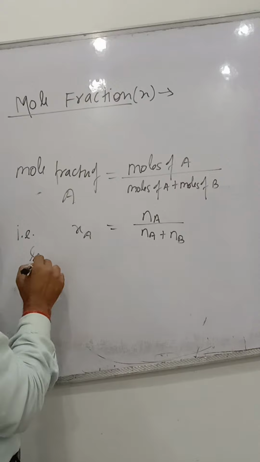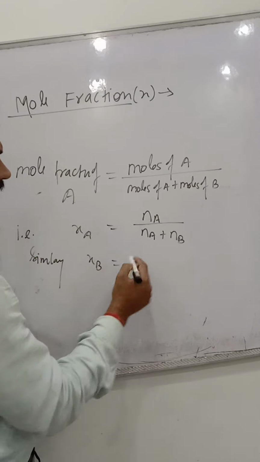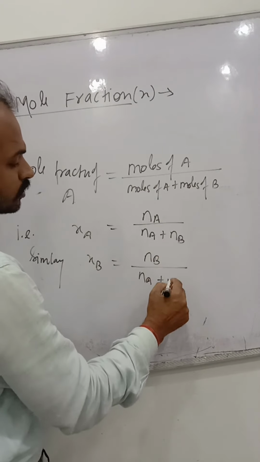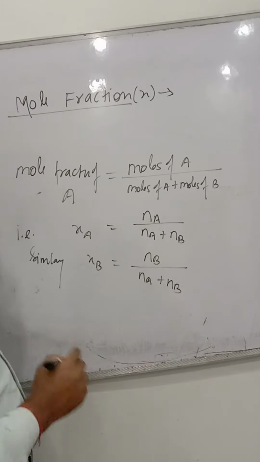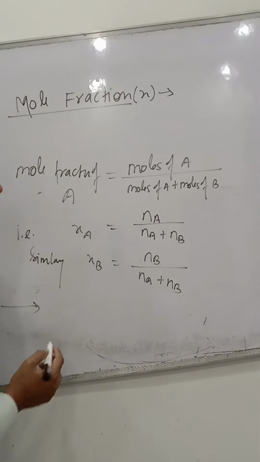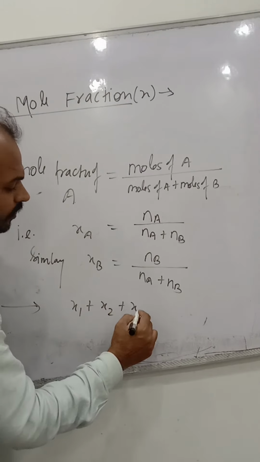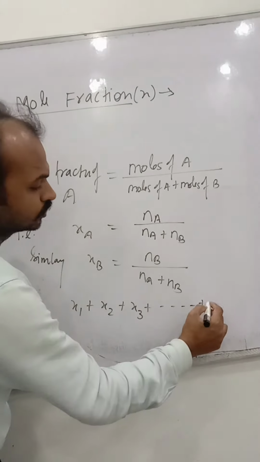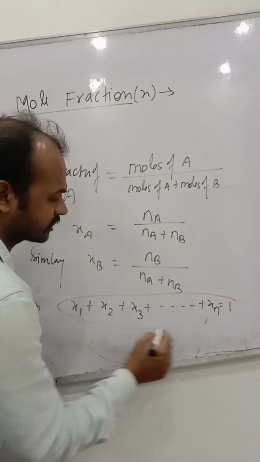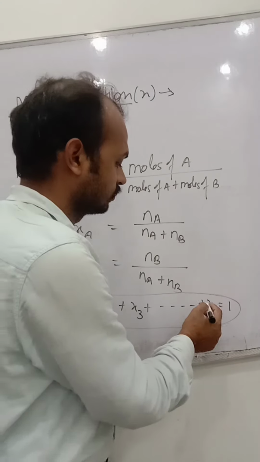Similarly, you can get the result for the mole fraction of component B, equal to the moles of B divided by the moles of A plus moles of B. And one of the important results for the mole fraction is that the sum of mole fractions of all the components is always unity. Up to n terms, it will always be unity. That is, x1 plus x2 plus x3 up to xn is equal to 1.